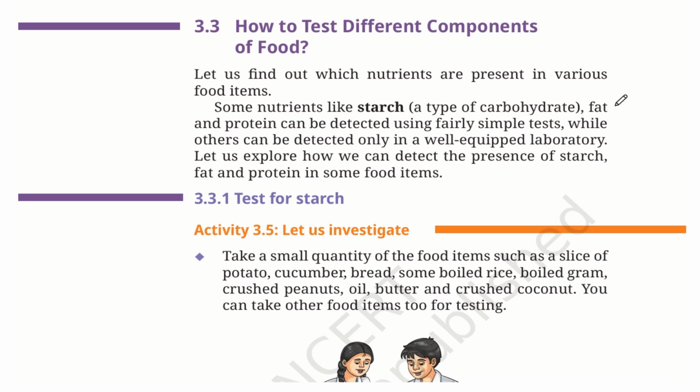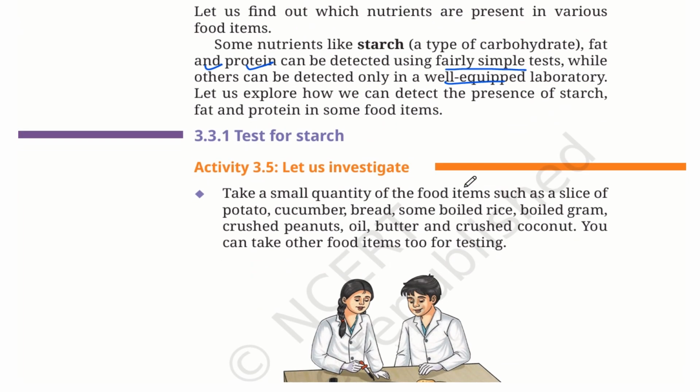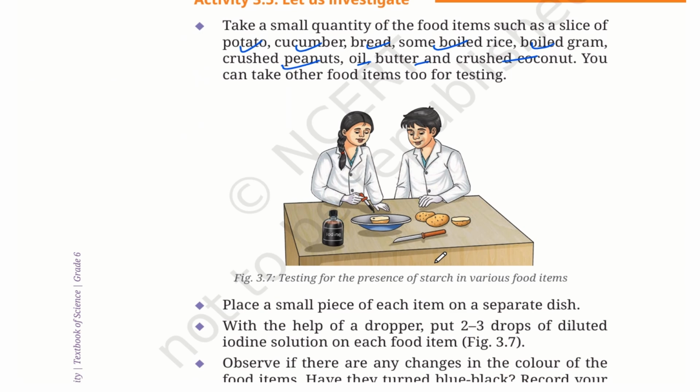As we know, nutrients like starch, which is a type of carbohydrate, fat and protein can be detected using fairly simple tests. We can do this at home also, but other tests need a well equipped laboratory. For detecting the presence of starch, fat and protein, we need some food items. You can take potato, cucumber, bread, some boiled rice, boiled gram, crushed peanuts, oil, butter and crushed coconuts. These food items are easily available in our kitchen, so we can do this test.